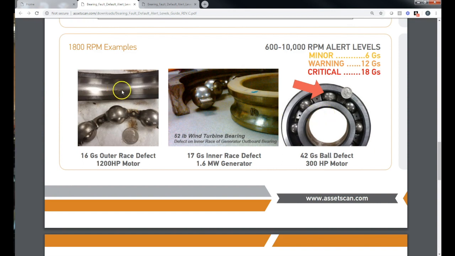The one on the left is an outer race wear fault. The one in the middle is an inner race fault. And the one on the right is a defect in one ball of the bearing.